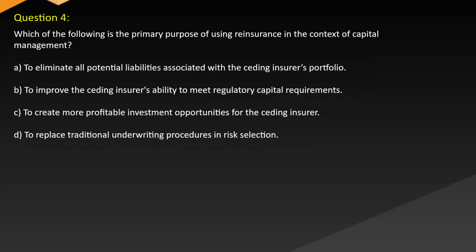transparency. Question 4. Which of the following is the primary purpose of using reinsurance in the context of capital management? A. To eliminate all potential liabilities associated with the ceding insurer's portfolio. B. To improve the ceding insurer's ability to meet regulatory capital requirements. C. To create more profitable investment opportunities for the ceding insurer. D. To replace traditional underwriting procedures in risk selection.